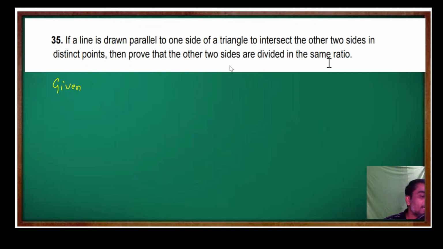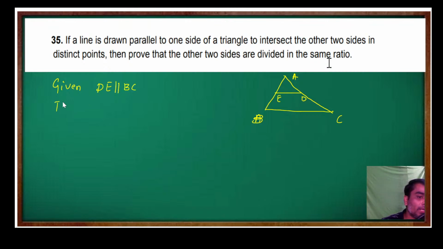So first let's draw the diagram. I think that will be easy to write given and all. I'll draw the diagram here. So this is my triangle. I will name this ABC. Then I will draw one line parallel here, which is ED. E here, D here, ED. So from the figure I can write given DE parallel to which side? BC. Given DE parallel to BC.